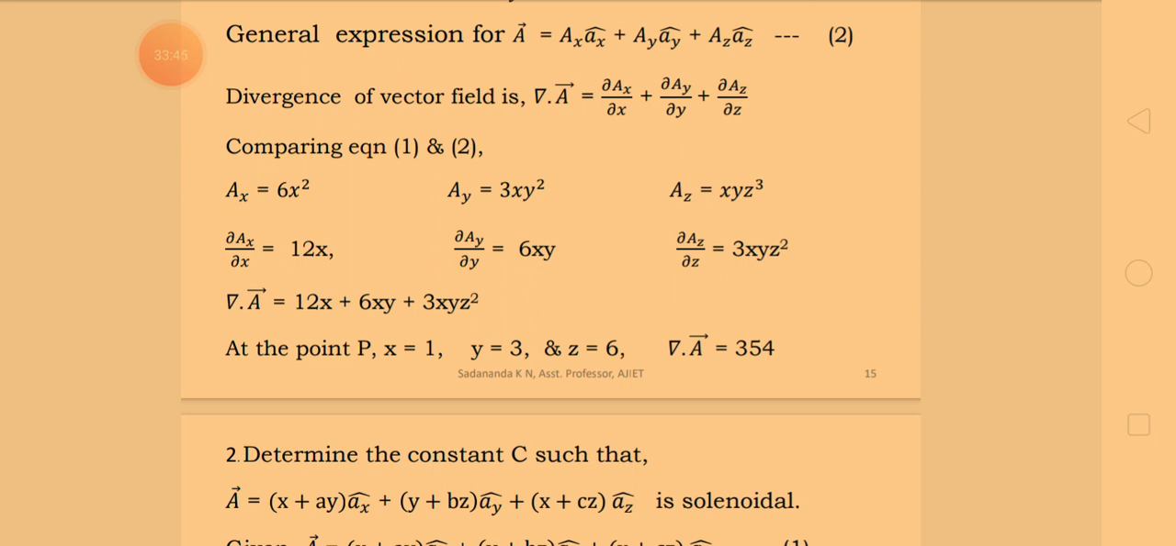Already they have given a particular point, that means the coordinates are given: x equal to 1, y equal to 3, z equal to 6. It's given in the problem. So just substitute these x, y, z values in the divergence equation. So the divergence of the vector field is 354. That is the answer for the problem.